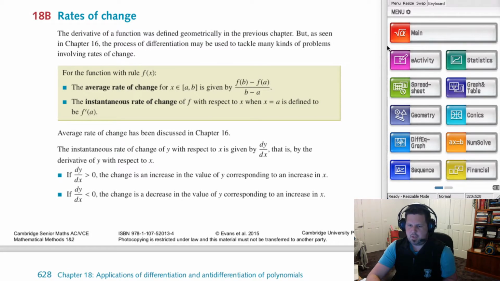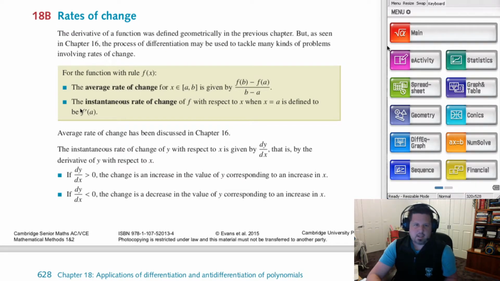Today we're looking at rates of change as part of our applications to differentiation and anti-differentiation. We've looked at this in the past, but we're just going to look at how we can apply this in action. So a reminder of the two different rates of change that you can be asked about. You could be asked about the average rate of change. And if you are asked about the average rate of change between A and B, or two points, it's given as f of B take away f of A divided by B take away A. So essentially you're just finding the gradient between these two points.